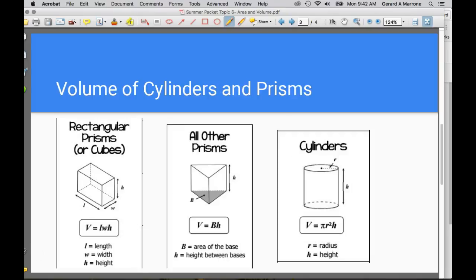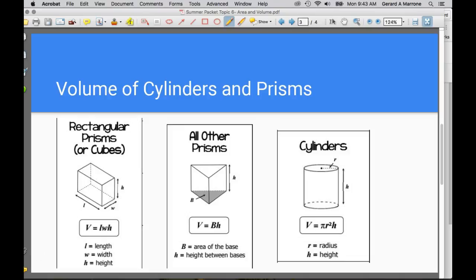Now, with volume, we've got 5 different figures we're going to look at. In each of these, I've given you the volume formulas, and it's fairly well labeled. I just want to talk about a couple common pitfalls. The middle one, where it says all other prisms, that's when you get a triangular prism or a trapezoidal prism, any of these other figures that aren't a rectangle on the base, or a circle for cylinders. When you get those, you have to use the area formulas we just looked at and find the area of the base, and then you have to find the height between the 2 bases.